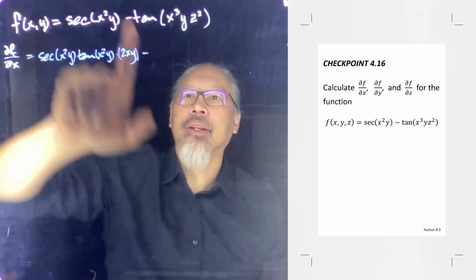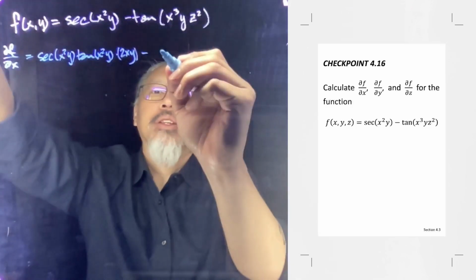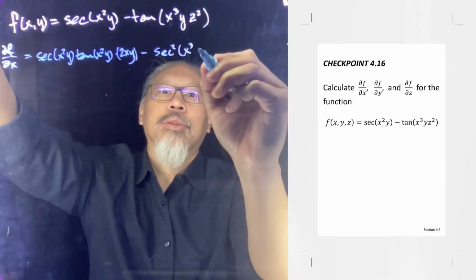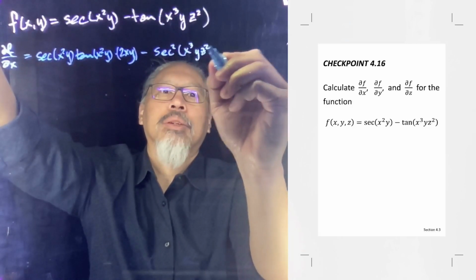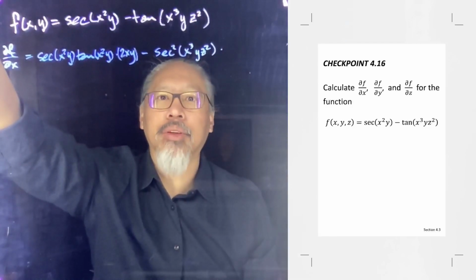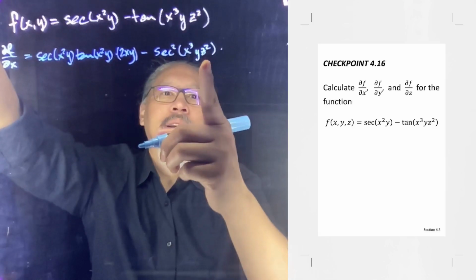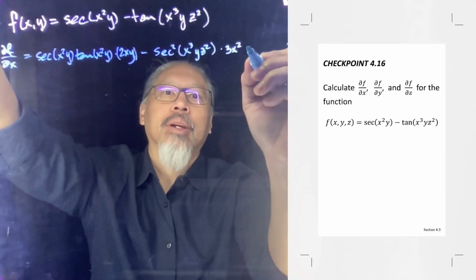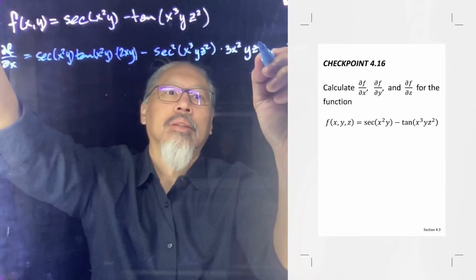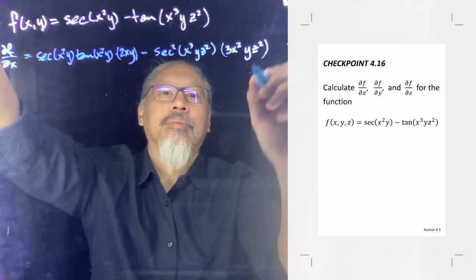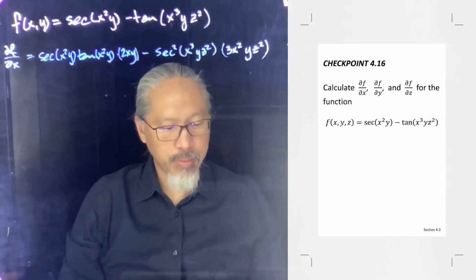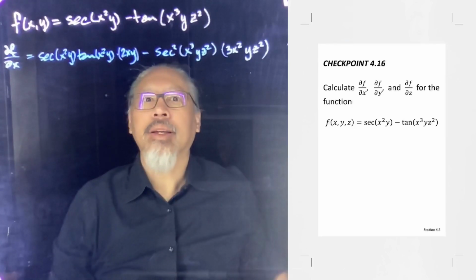That's the first part, and the derivative of tangent is secant squared of whatever's inside. That's secant squared of x cubed y z squared, and now we take the derivative with respect to x. And yz squared is constant, so that's just going to be 3x squared times the constant. Okay, that's our derivative with respect to x.